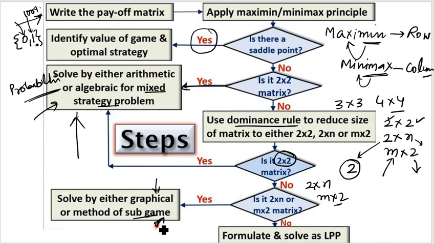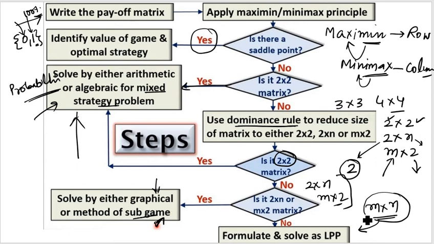And in this method, the method of subgames, we are going to use it. And if the matrix is of further higher order, m cross n, that means with the help of dominance we are not able to reduce the matrix to 2 cross 2, then we are going to use the linear programming problem.